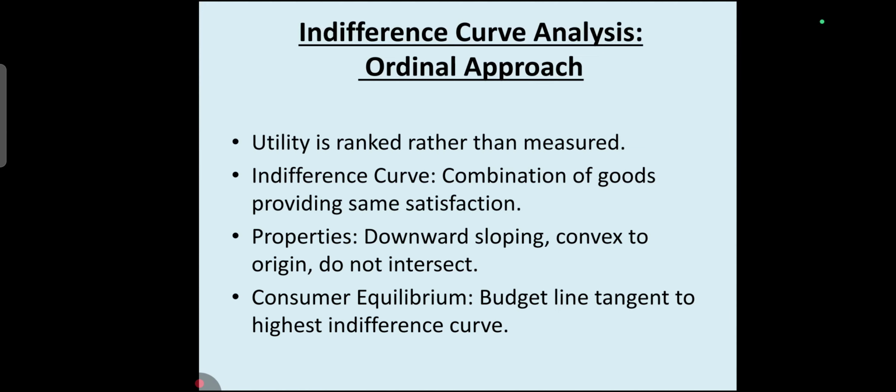What are the properties of the indifference curve? It is downward sloping, convex to the origin, and does not intersect. Two indifference curves can never intersect each other. And herein, when we are talking about the consumer's equilibrium, the budget line is tangent to the highest indifference curve, wherein the highest possible combination, the best combination, is where the budget line is tangent to it. That means the budget line is basically the price line, or the price at which the commodities are being offered to us. It is tangent to the highest indifference curve, which simply states that the highest possible satisfaction is achieved by the consumer.